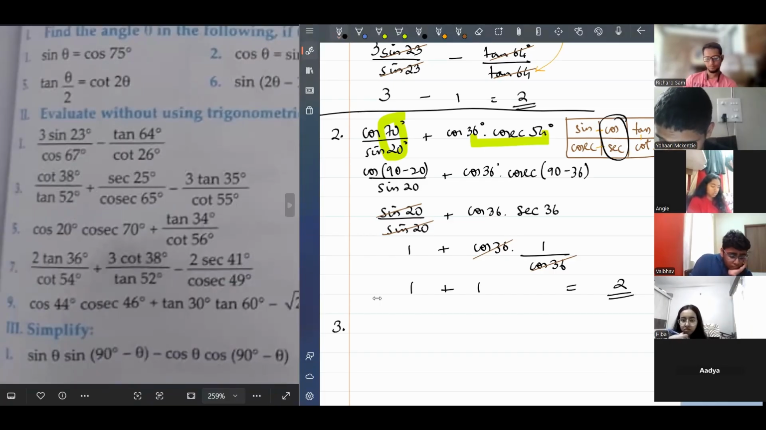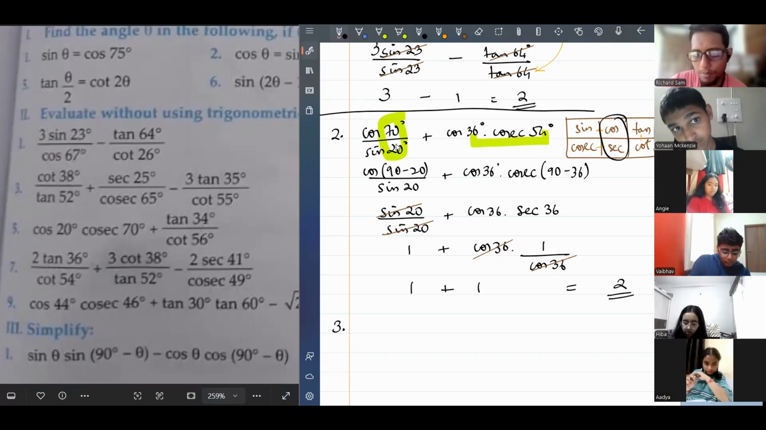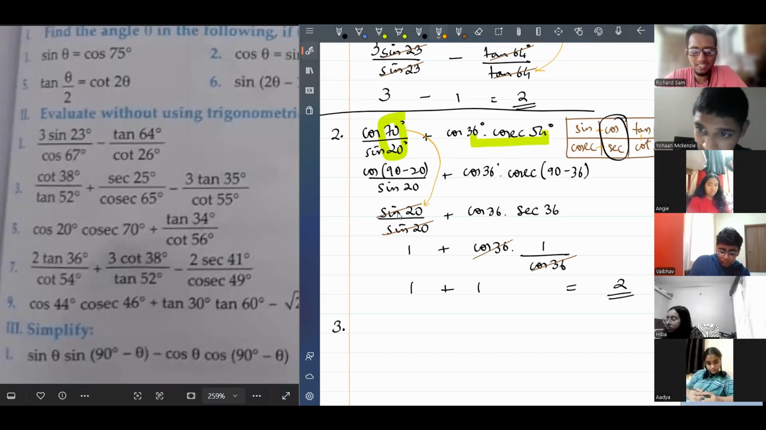Sir, can you please explain it again? Yes. Which part? Aditya, turn your camera on first. Yesterday we did those 90 minus theta formulas. Do you remember those formulas? Yes, we are applying those formulas. First thing is we see which numbers add up to 90. So 70 and 20 add up to 90. So we're using that formula for the cos 70 and changing cos 70 into sine 20. How? By first writing cos 70 as cos(90 minus 20), and then applying the formula cos(90 minus theta) is sine theta.